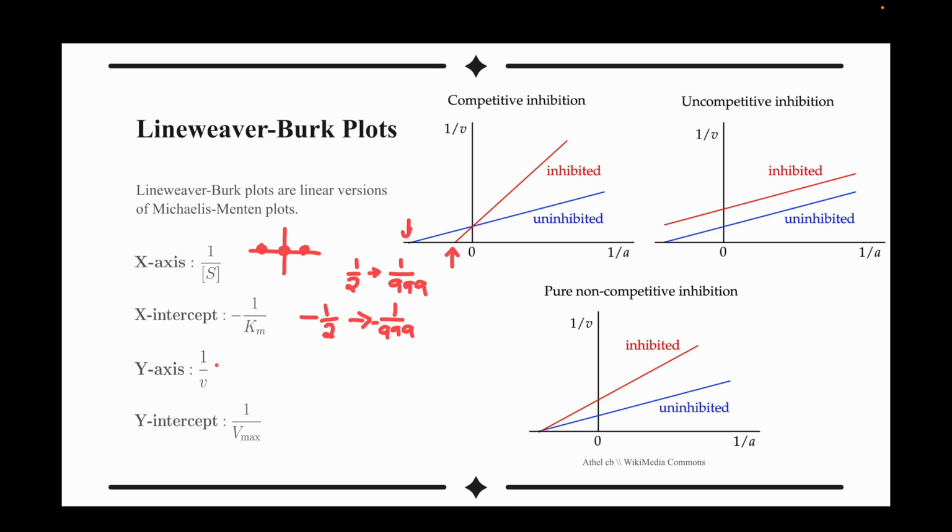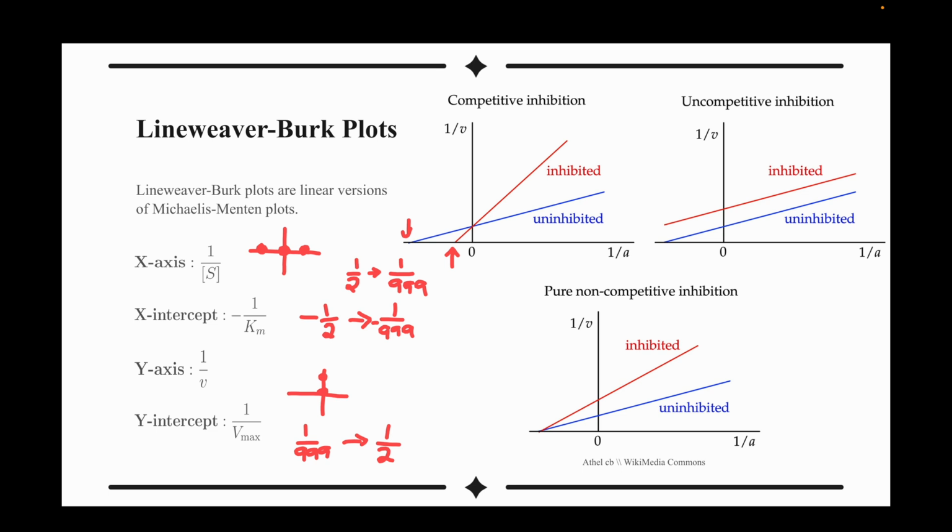The y-axis on a Lineweaver-Burk plot is 1 over v, and the y-intercept is 1 over Vmax. Again, if I were to draw a graph here, if I have a large Vmax, let's say 999, I will basically be at 0. And if I decrease the Vmax somehow, let's say to 2, I'll be further away from 0, I'll be higher up, and I'll be here.